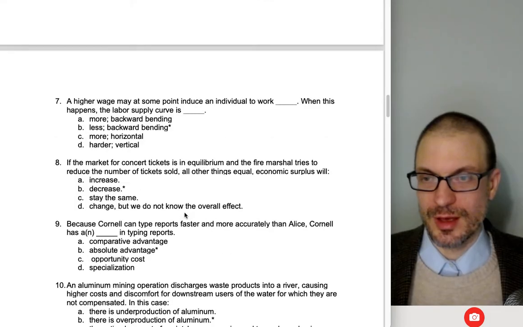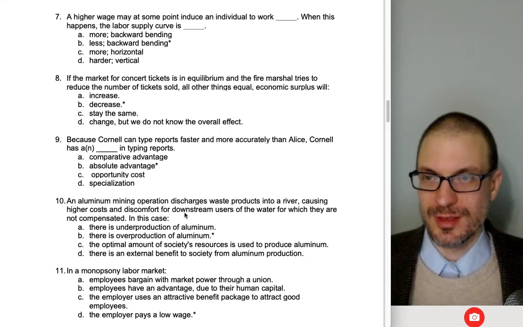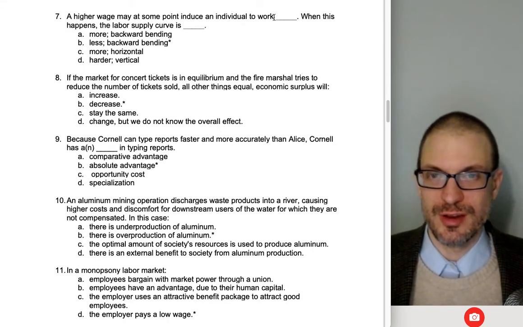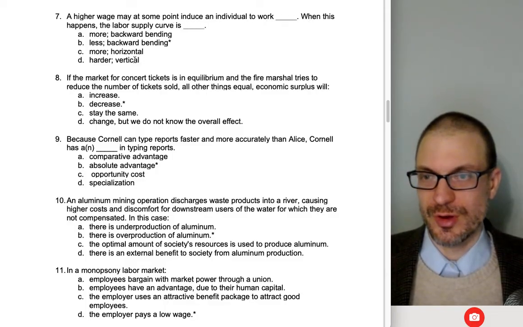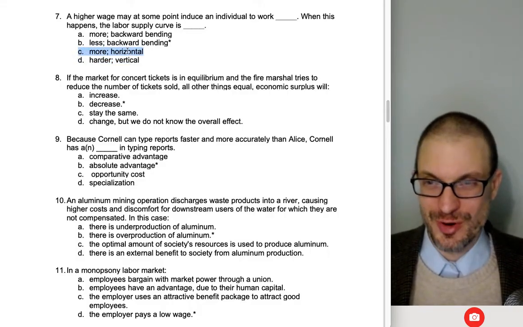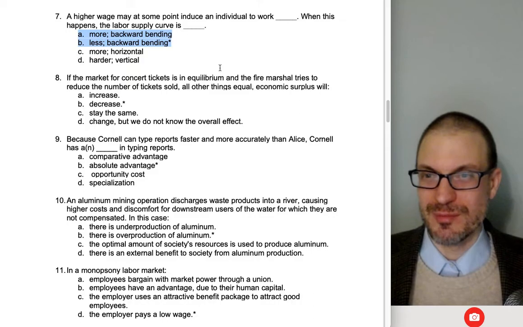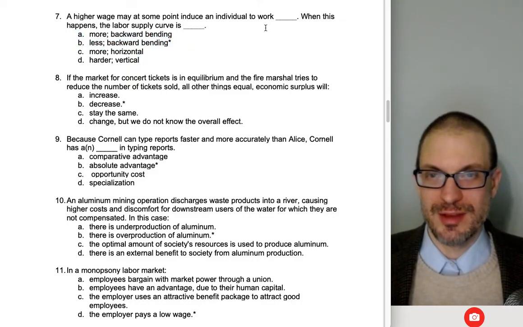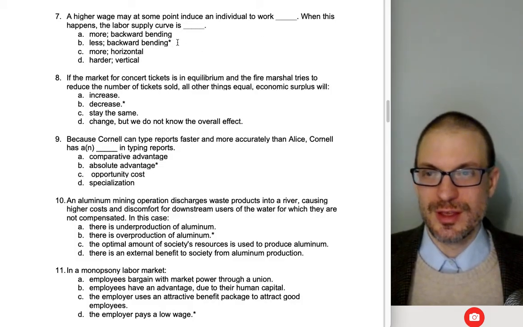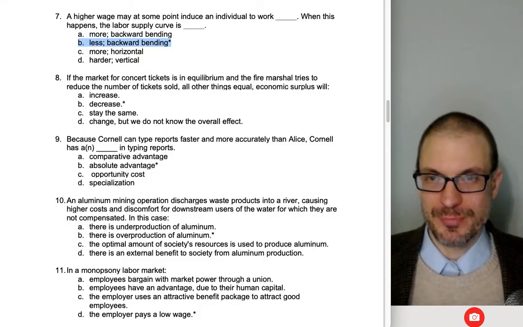So higher wage may at some point induce an individual to work. When this happens, the labor supply curve is, okay, so it could be harder vertical, nope. More horizontal, nope. Less backward bending, more backward bending. Oh, okay, so higher wage at some point may induce an individual to work less. Well, it's got to be backward bending, right?